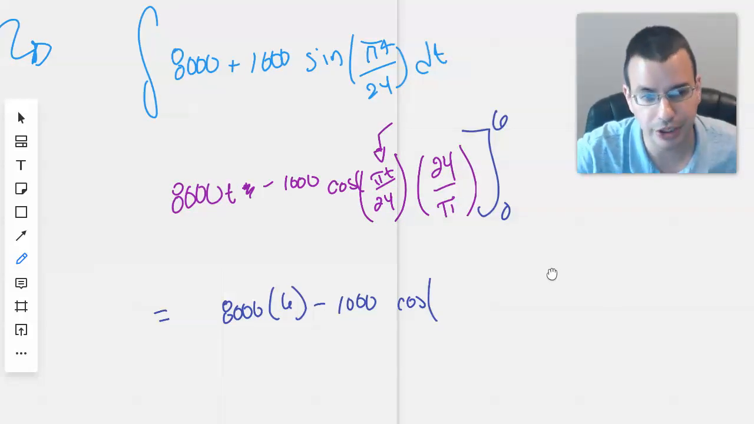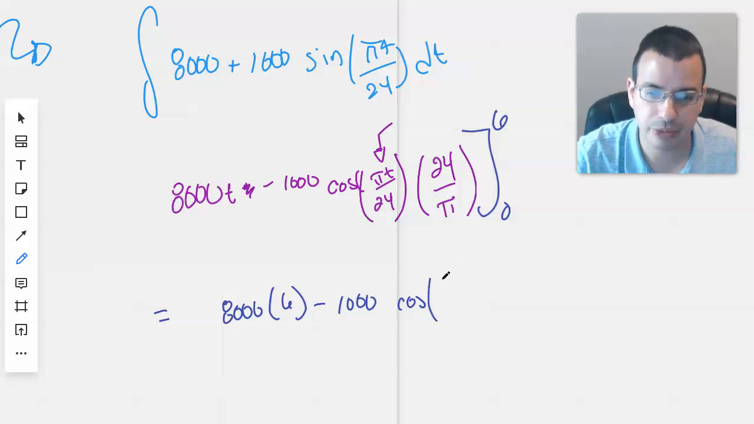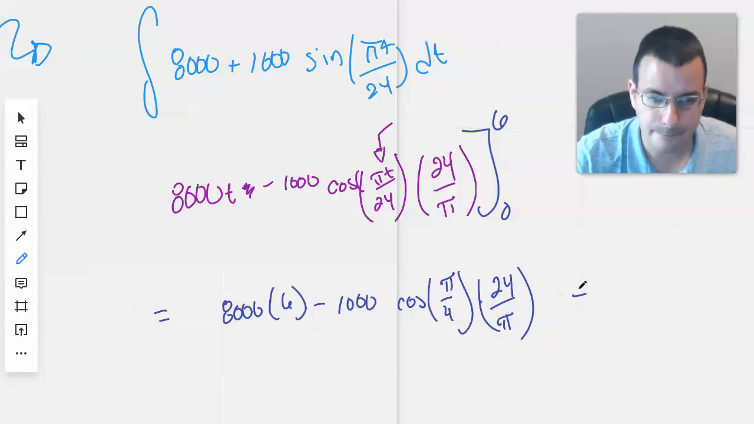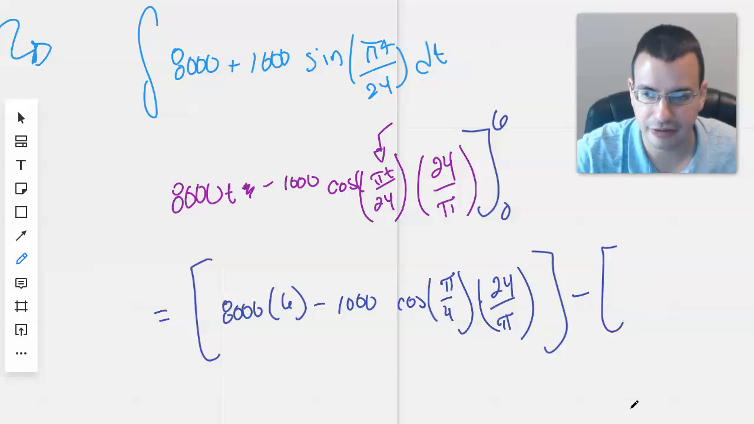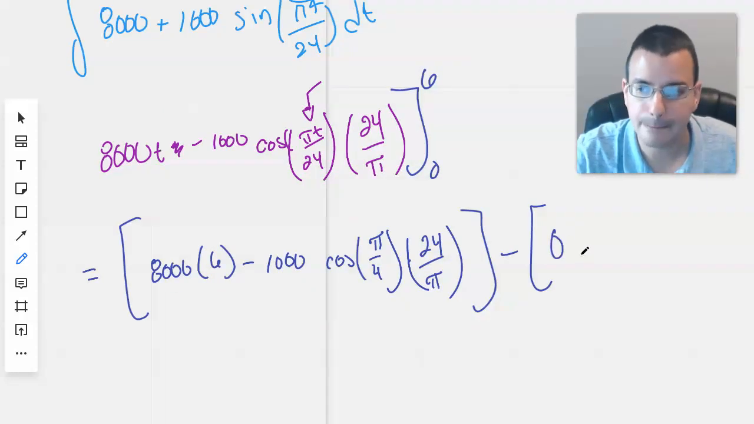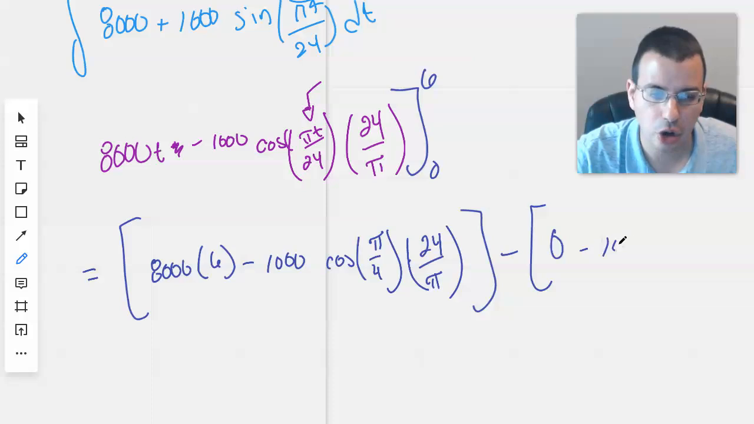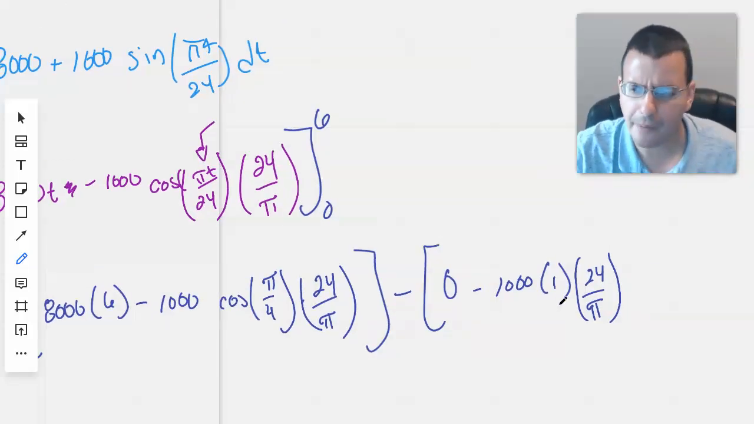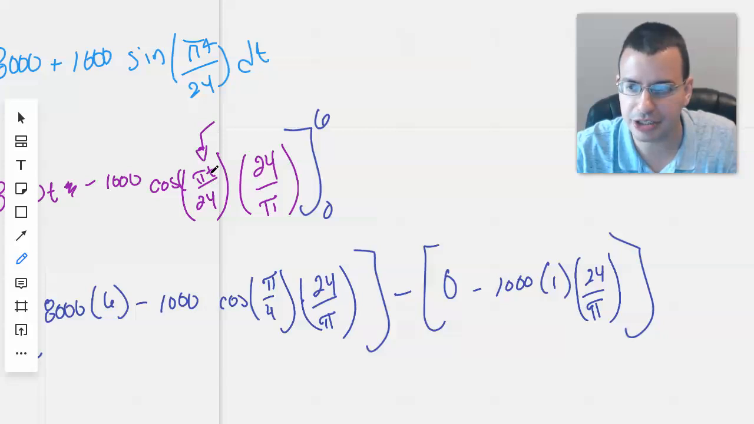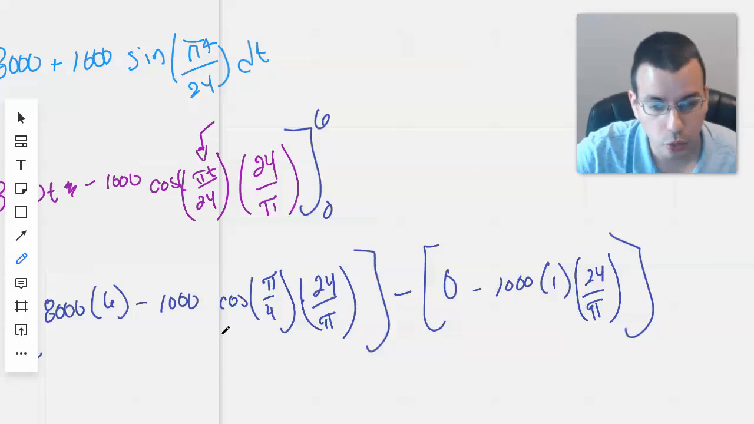So 6 over 24 is 1/4. So this is going to be the same as pi over 4 times 24 over pi, minus, and then we plug in 0, and we have 0 minus 1,000 cosine of 0, which is 1, times 24 over pi. Does that seem reasonable? That does seem reasonable, because when you plug in the 0 here, you get cosine of 0, which is 1.